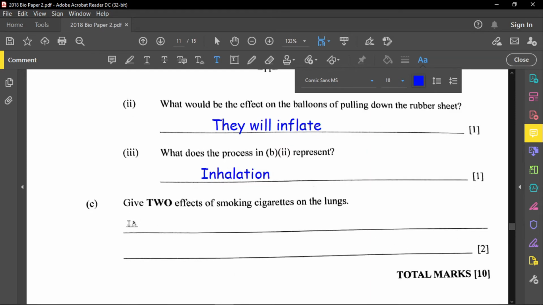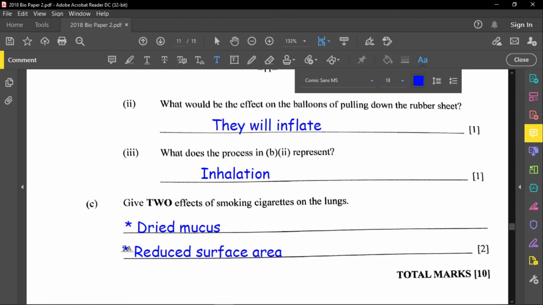So one, it will cause the mucus to dry up, so it will result in dried mucus. Okay, so the mucus will become dry. Another effect here on the lungs is that it will reduce the surface area. So you have reduced surface area as well.